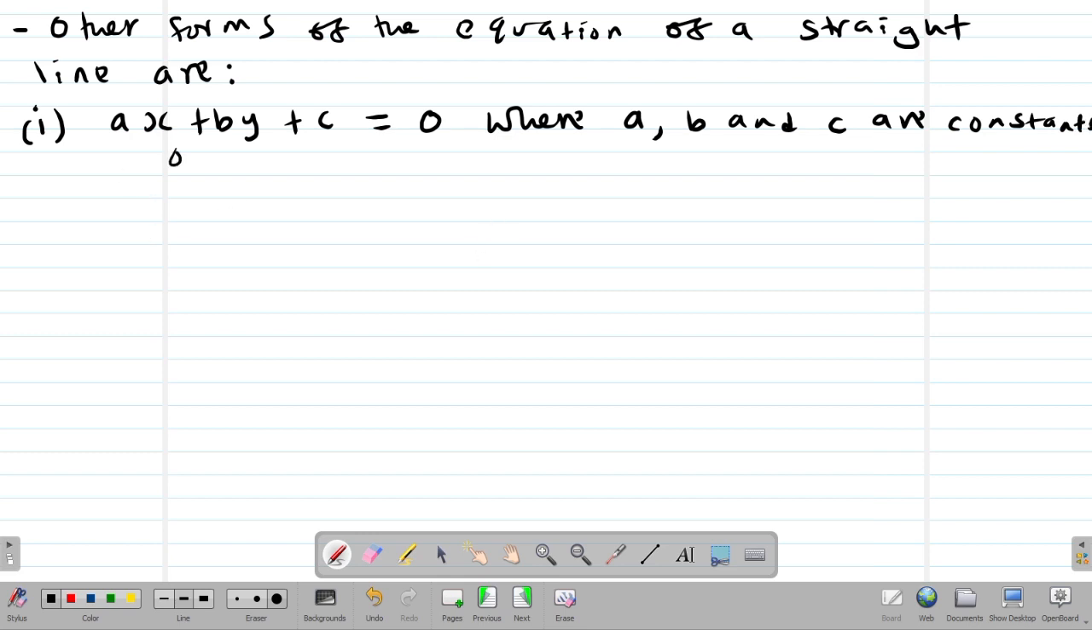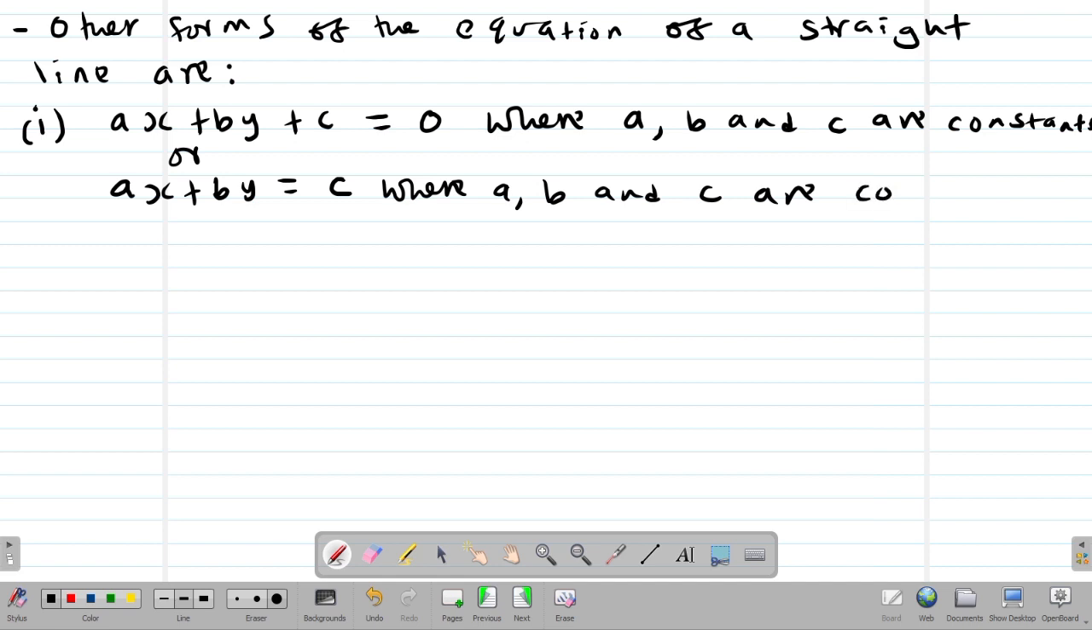The same format can also be rewritten this way. We can also talk of ax + by = negative c or simply positive c. Remember, c is a constant, therefore it can be either a positive value or a negative value. Of course, a, b, and c are constants.